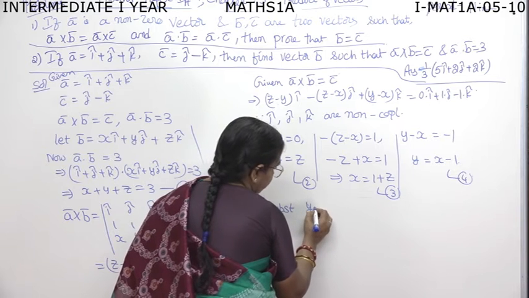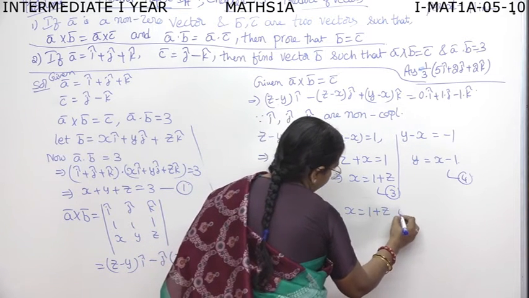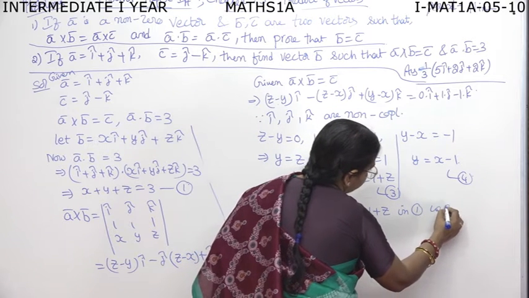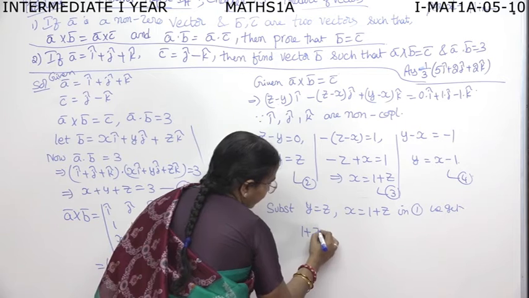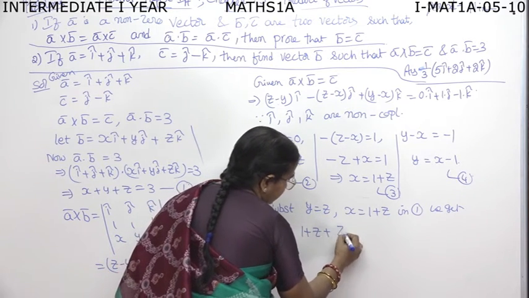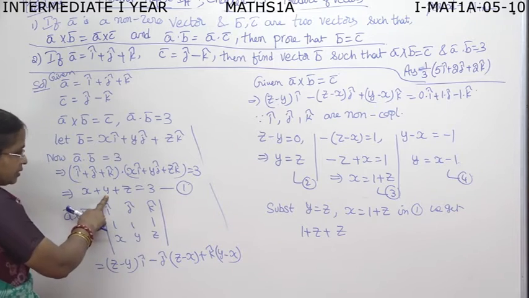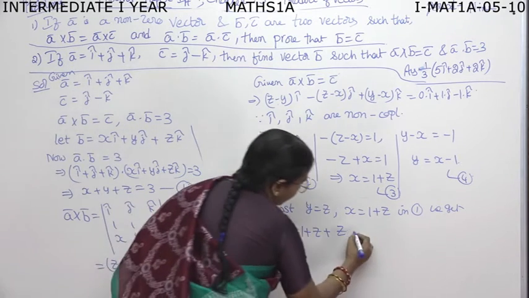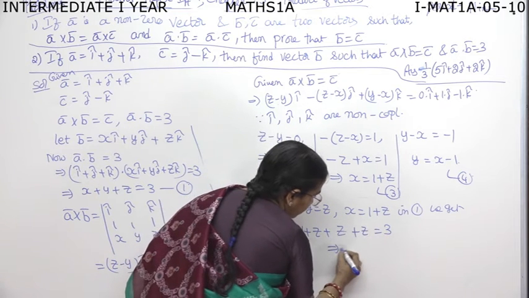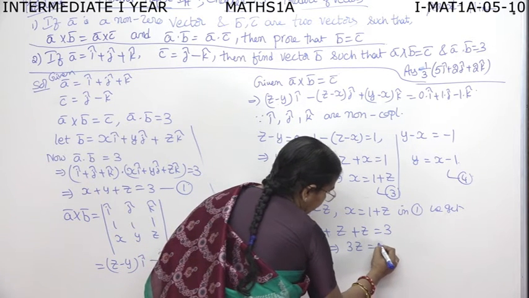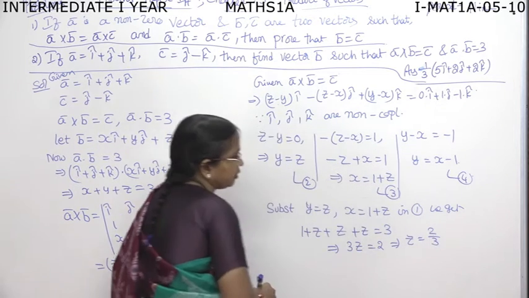Substituting y is equal to z and also x is equal to 1 plus z in equation 1, we get x plus y plus z. x is 1 plus z, y is also z, and z is z only. That is equal to 3. So take 1 to that side and you will get 3z is equal to 2. So z is equal to 2 by 3.